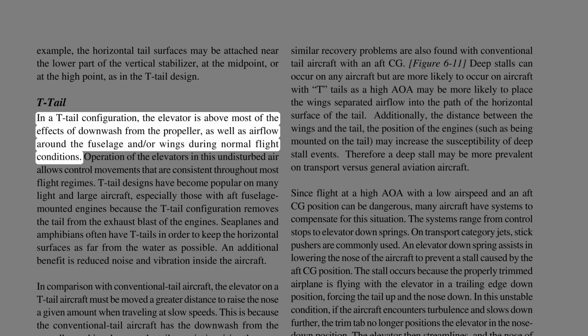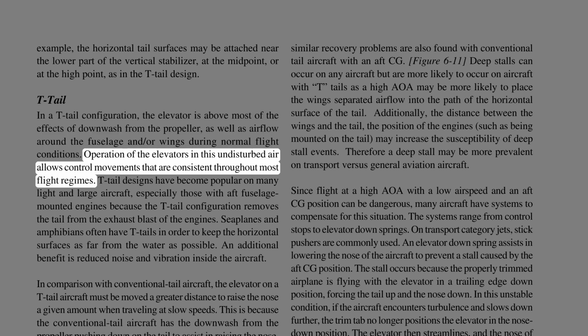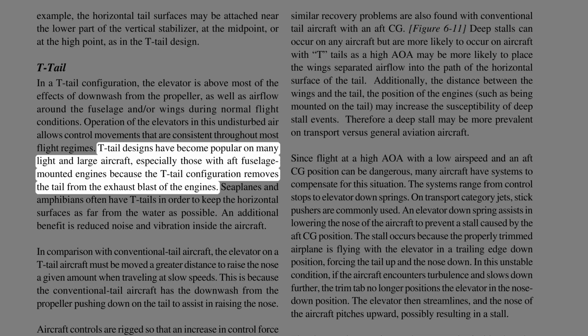T-tail. In a T-tail configuration, the elevator is above most of the effects of downwash from the propeller, as well as airflow around the fuselage and/or wings during normal flight conditions. Operation of the elevators in this undisturbed air allows control movements that are consistent throughout most flight regimes. T-tail designs have become popular on many light and large aircraft, especially those with aft fuselage-mounted engines, because the T-tail configuration removes the tail from the exhaust blast of the engines.